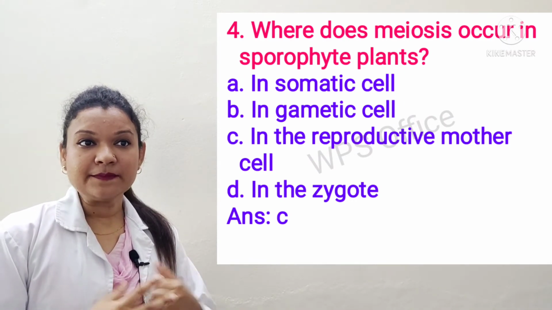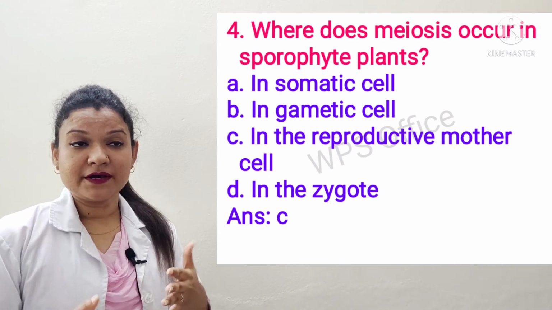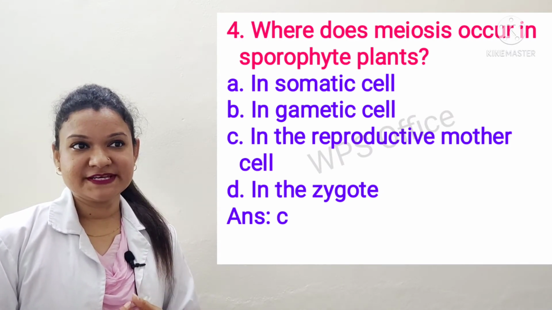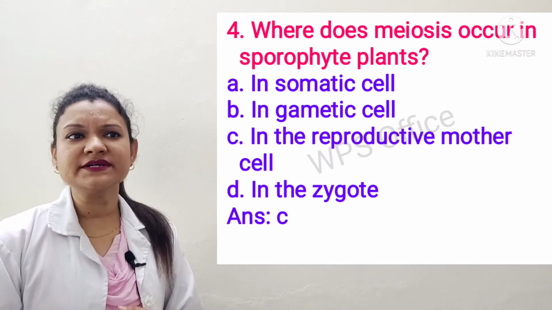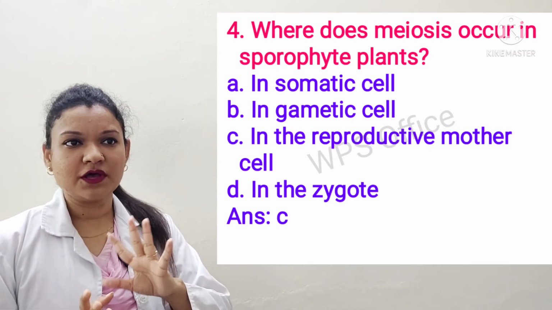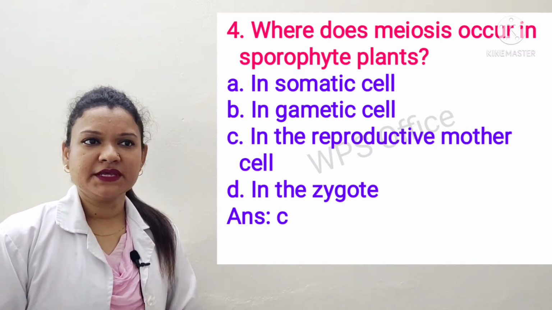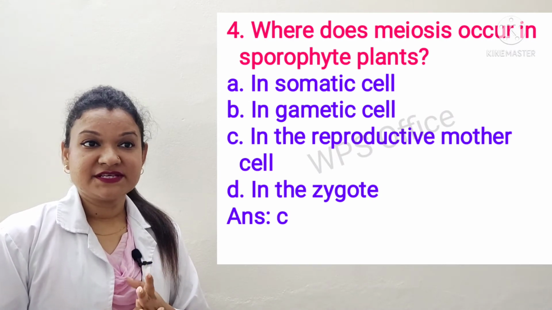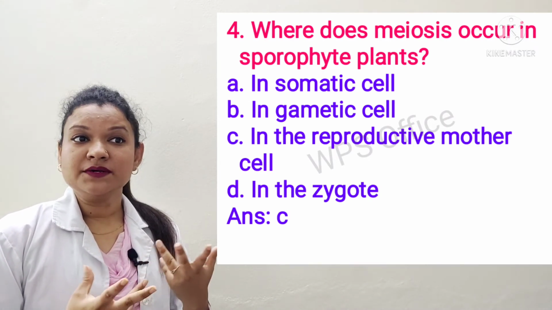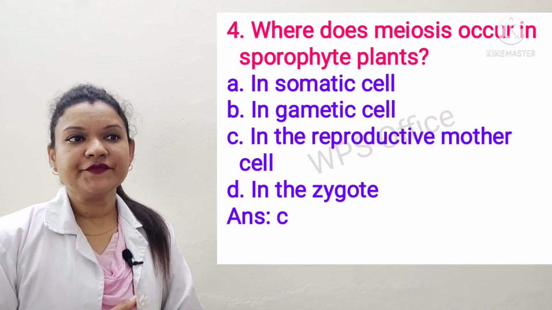So in sporophytic plants, in somatic cells, we discussed mitosis cell division. Somatic cells means body cells. So mitosis occurs in somatic cells, so we will remove this option. And number B, in gametic cell. This is our gametic cell, not our reproductive mother cell. So gametic cell will also be removed.